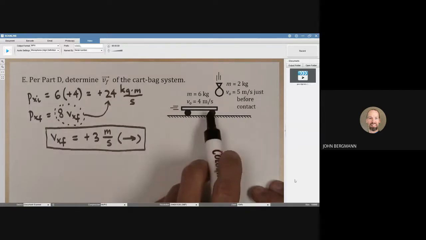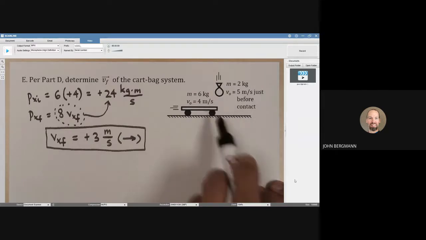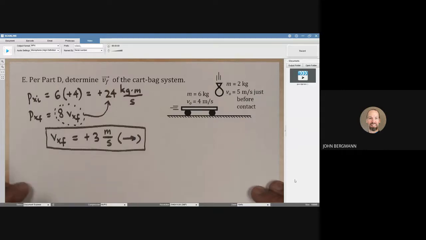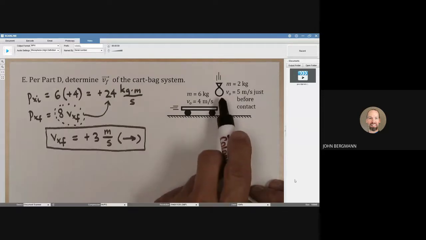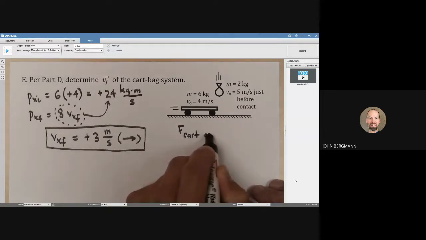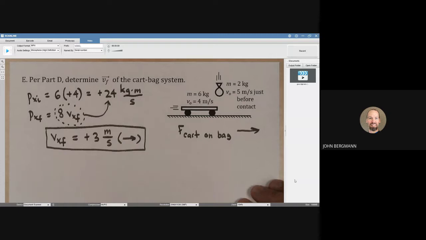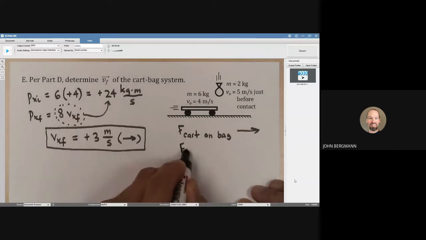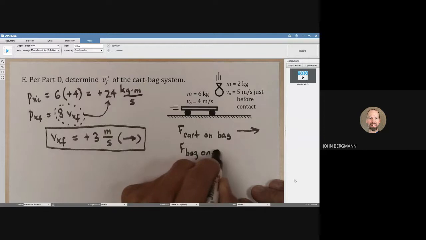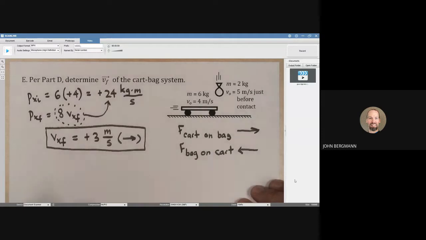Now, there is a force interaction that occurs between the bag and the cart. There's one in the y direction, and there's one in the x direction. Let's deal with the one in the x direction. This bag was going straight down, and after the collision, it's moving to the right. So the force from the cart on the bag is exerted to the right. Newton's third law says that there must therefore be a force from the bag on the cart, and that must be equal and opposite to the force from the cart on the bag.